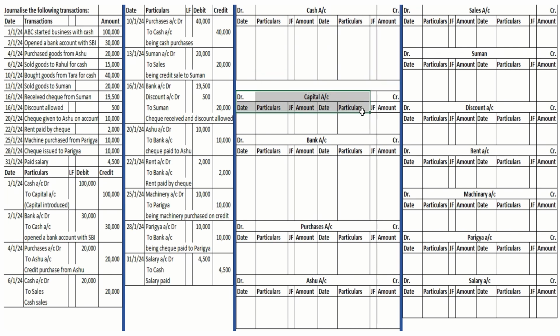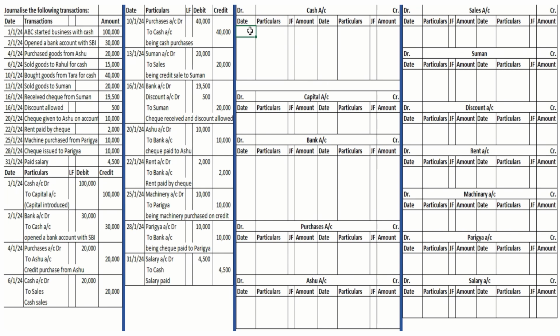We will be preparing the capital account also. Now we will start recording the first entry in the ledger accounts. Cash account debtor means the cash account should be debited. It should be recorded in the debit side of the cash account. Which is the debit side of the cash account? This is the debit side of the cash account.